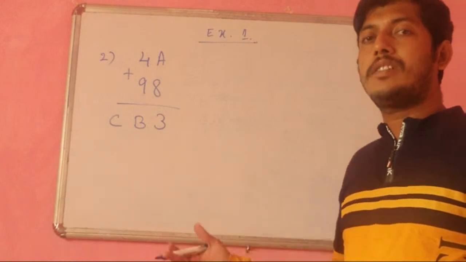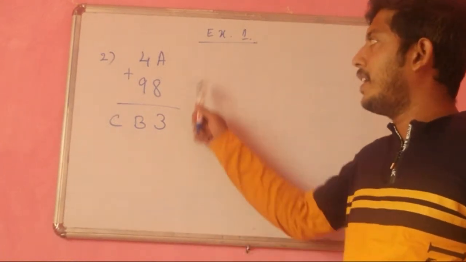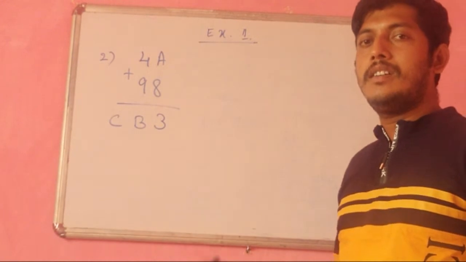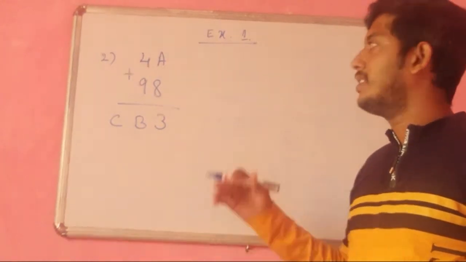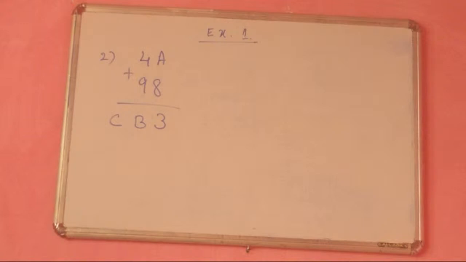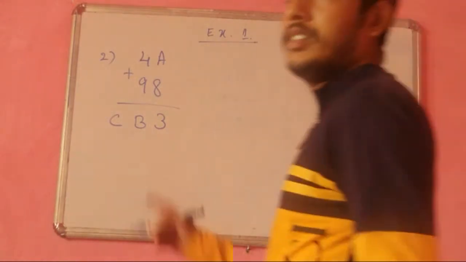Okay, we can't get 3 by adding a certain number to 8. But we'll get 13 by adding a certain number. Just comment me that value. What is the value of A in this case? Comment me the value of A. A is 5. Any other answers? Okay, I'll consider A value is 5.